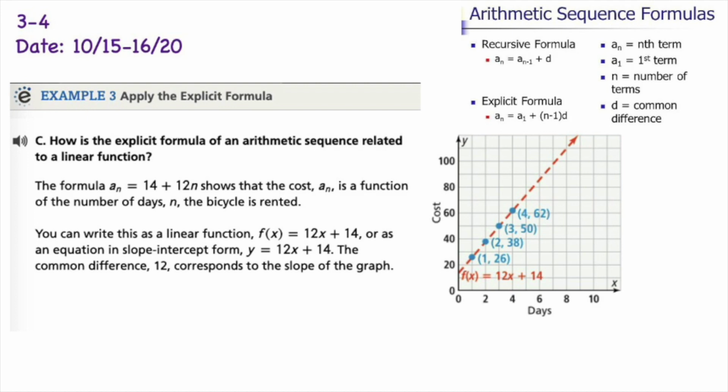So it's going to go up 12 over 1. If you look at the graph, it goes up 12 over 1, up 12 over 1, up 12 over 1, up 12 over 1, and so on. And that's how an arithmetic sequence's explicit formula is just like a linear function.